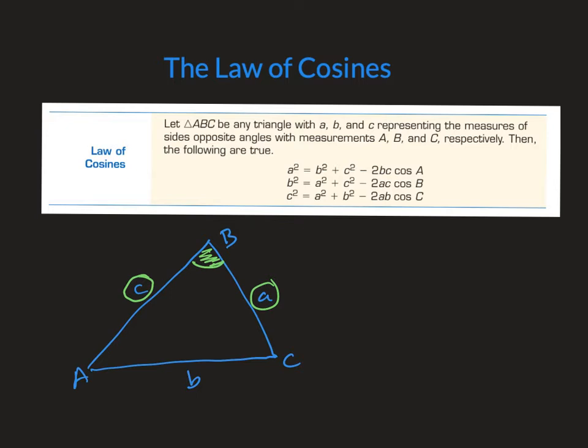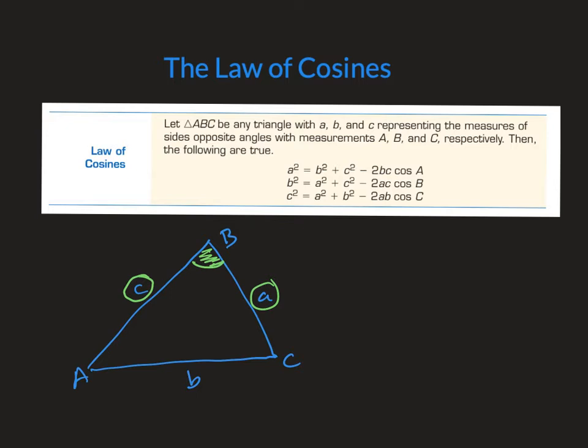The law of sines will not help us because even if we were going to do sine B over B, we don't know letter B, we don't know any of the other angles or the sides. So you wouldn't even be able to set up the proportions for law of sines to make it work.